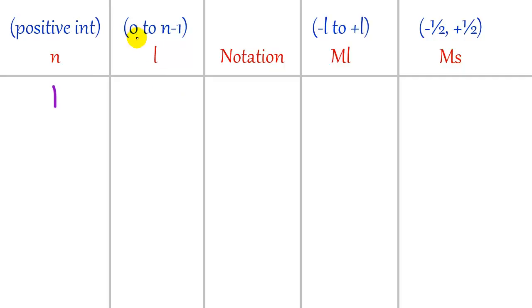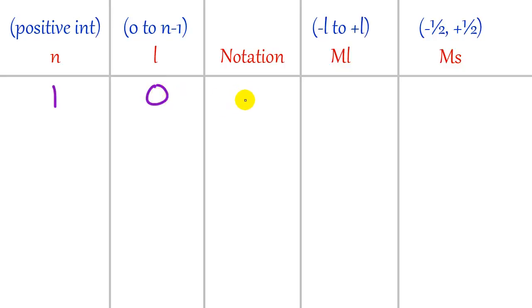Well, in order to do that, we get a range of values, 0 to n minus 1. So we always have 0, because it says we can, and now we need to figure out n minus 1. So if we took a look at the n value, which is 1, and subtracted 1 from it, it would be 0. So 0 to 0 is 0. Basically, we can only have one shape at the first energy level.